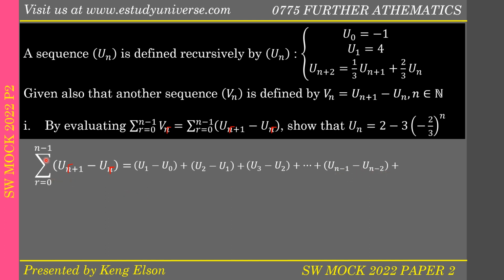So the last term, which is the n minus 1 term, since you are ending at n minus 1, we will be replacing r with n minus 1. Then r plus 1 will just be equal to n, since you are replacing r with n minus 1. But this r here will remain n minus 1. Okay, so that is what we have.